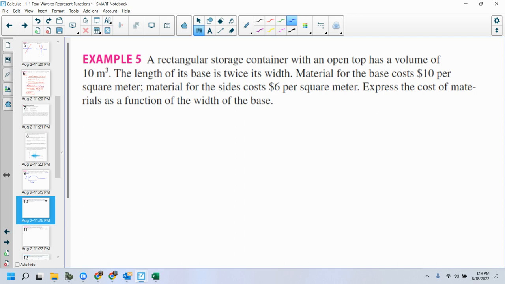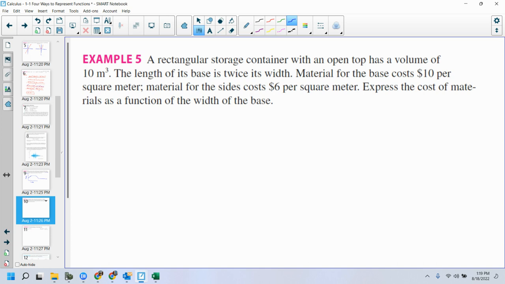Take a look here. A rectangular storage container with an open top has a volume of 10 cubic meters. The length of its base is twice its width. The material for the base costs $10 per square meter. Material for the sides costs $6 per square meter. Express the cost of materials as a function of the width of the base.